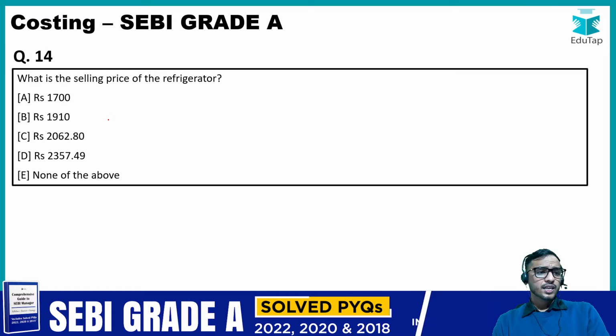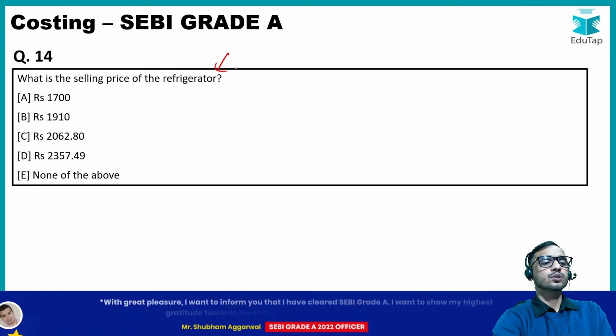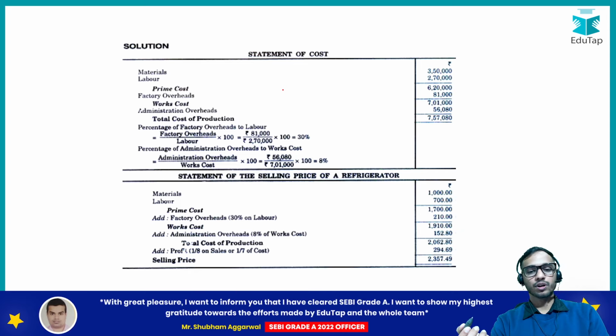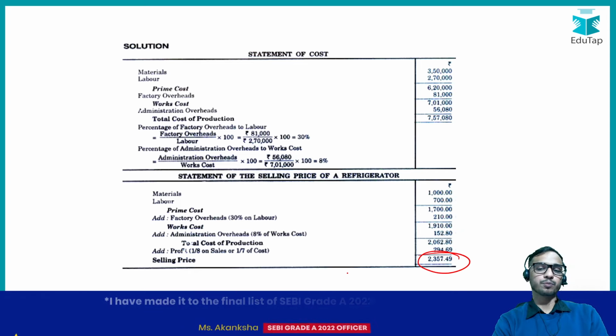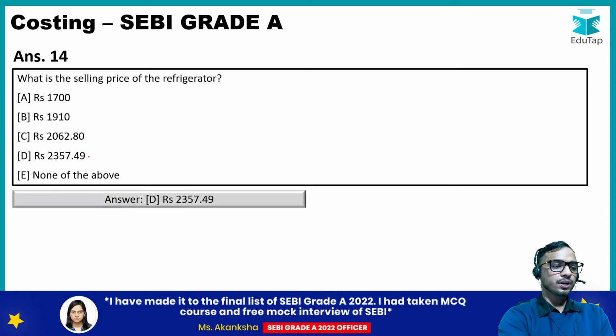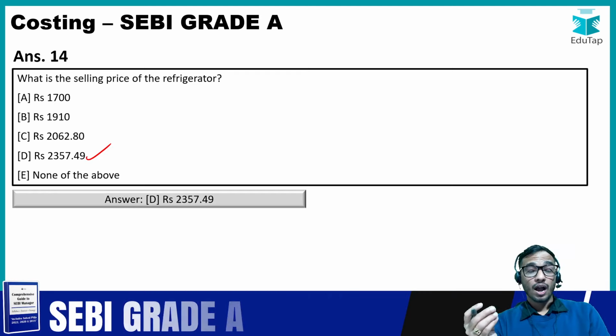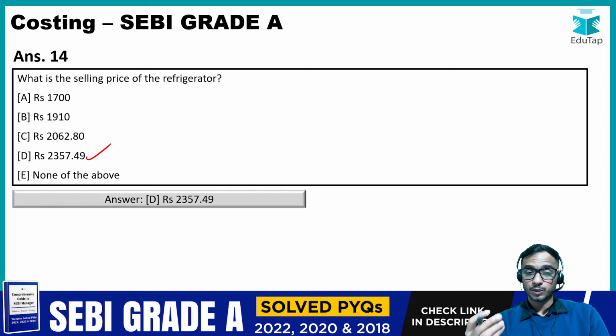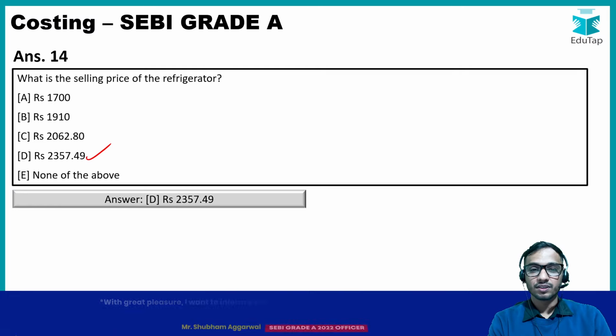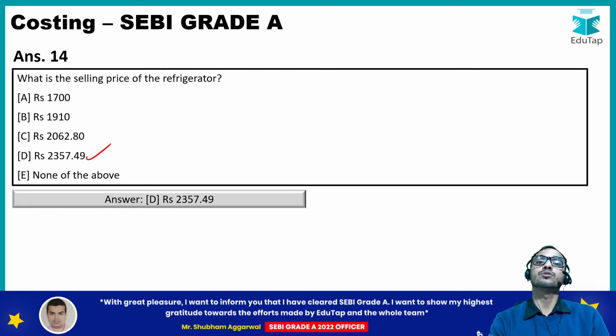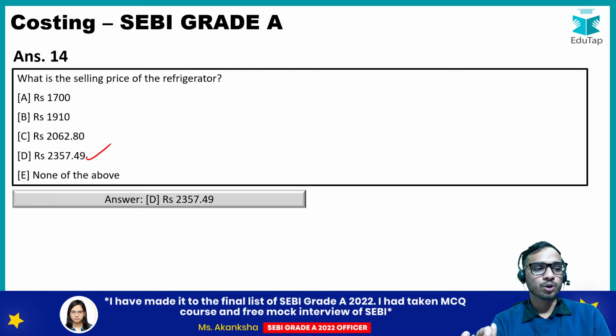Next question says, what is the selling price of the refrigerator? We have already calculated this, 2357.49. So the answer would be 2357.49. That is option number D. See, you have to do this numerical yourself. Just because I have taught you, just because we have discussed it, doesn't mean that you know this numerical. You need to practice this numerical by yourself to find out the total cost as well as the cost per unit, to have better clarity on how to find out the cost.